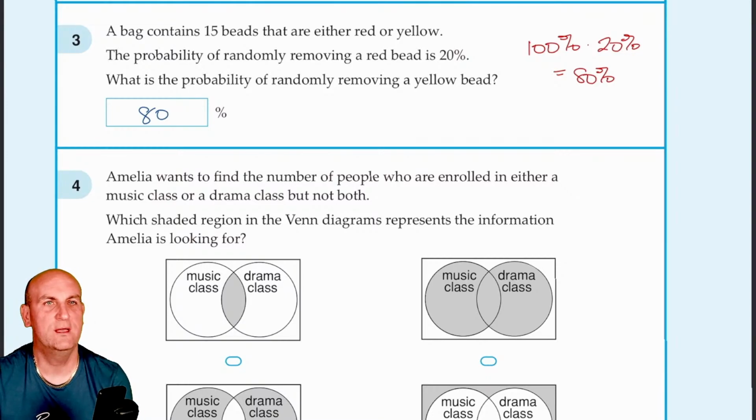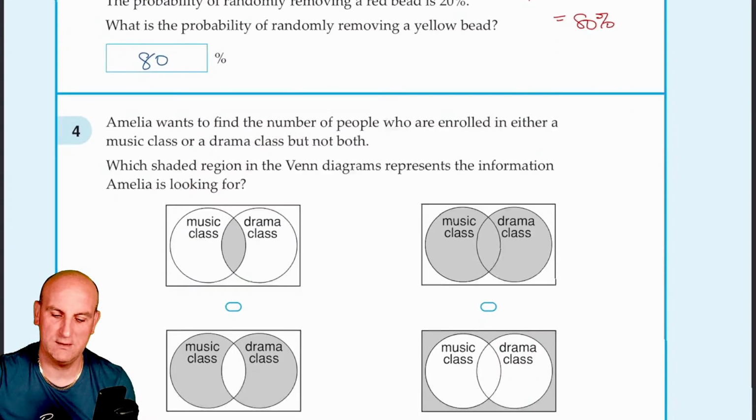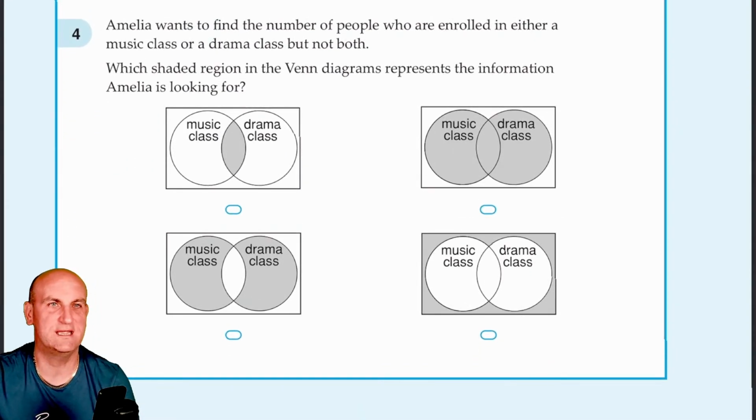Maybe someone checks. A bag contains 15 beads that are either red or yellow. The probability of randomly removing a red bead is 20%, and the probability of randomly removing a yellow bead. I keep reading these questions because I don't want to make a mistake.